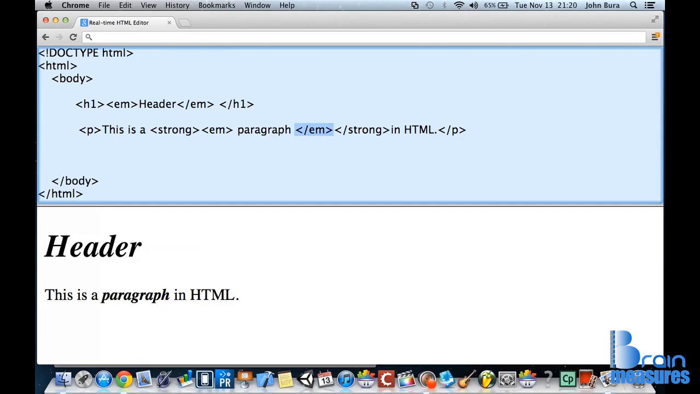Okay, now if we take this, you'll notice that the rest of it is emphasized. So if I type in the /em right here, there we go. You can see that paragraph and in is emphasized, while only the word paragraph is strong. And the reason I know this is because of where these ending tags are. Okay? And that's how you add in strong text.